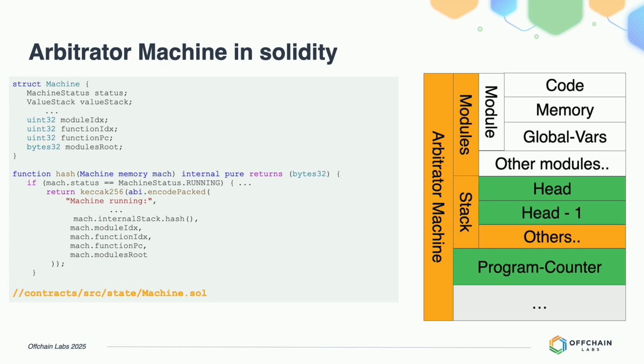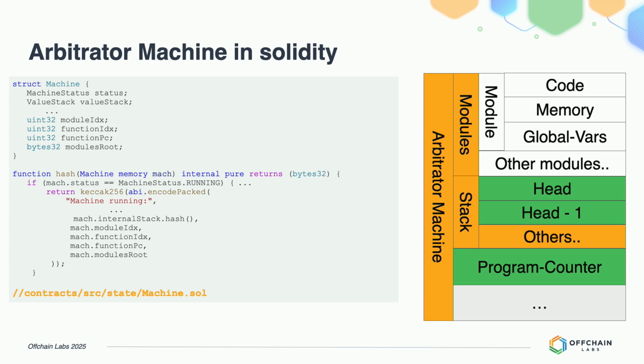And to talk about how it works, I will first talk about the arbitrator machine in Solidity. So we have the arbitrator machine in Rust, right? The locally executed machine. This has the full state of everything. It might have hundreds of megabytes of state in memory. The Solidity implementation, of course, cannot have hundreds of megabytes of state.